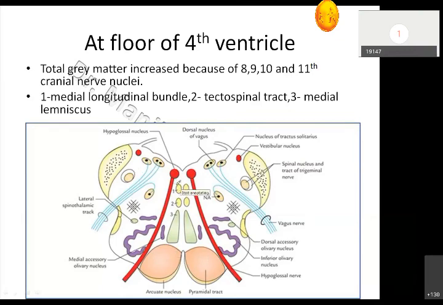Then we are able to see this white matter. This is the medial longitudinal bundle. Below that there is the tectospinal tract. Below that is the medial lemniscus, and below that is the pyramid. Ventral to that is the arcuate nucleus.